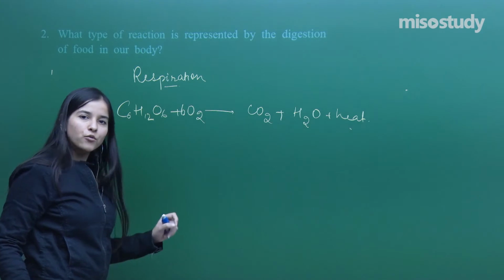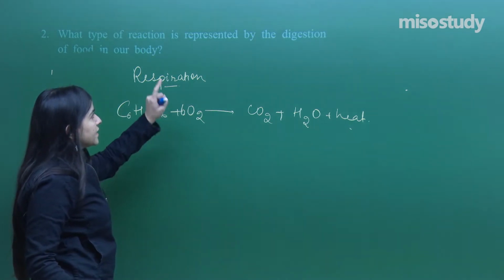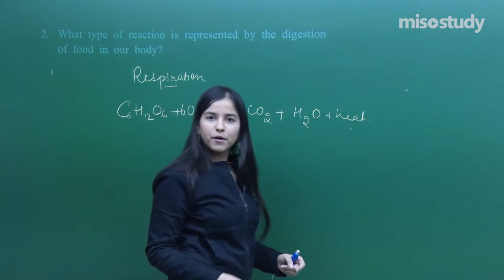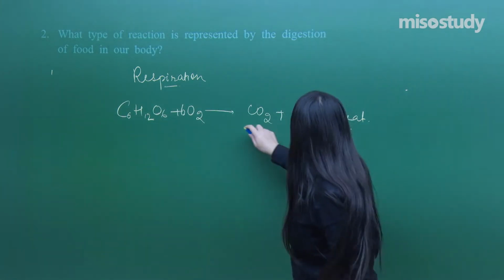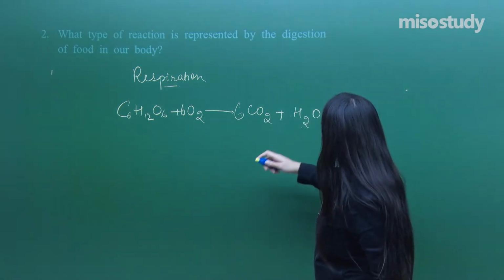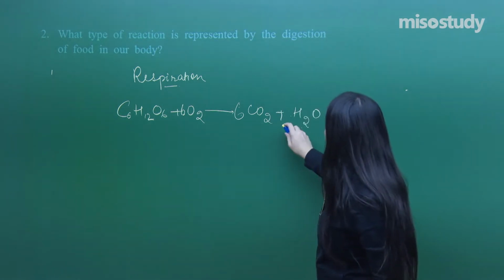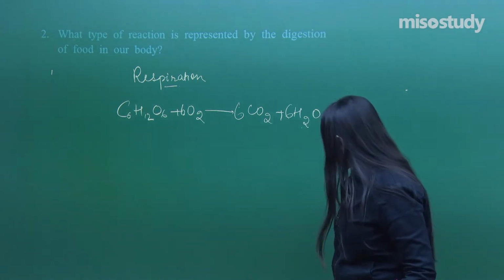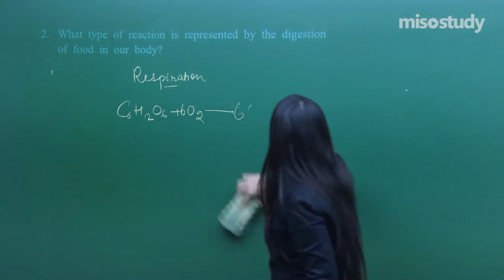Yes, that is how we respire, and that is what the digestion process of food in our body is. Clear about it? Okay, and 6 carbons are there. How many hydrogens are there? 12 over here, so I need to make it 6 water as well. So that is the entirely balanced equation.